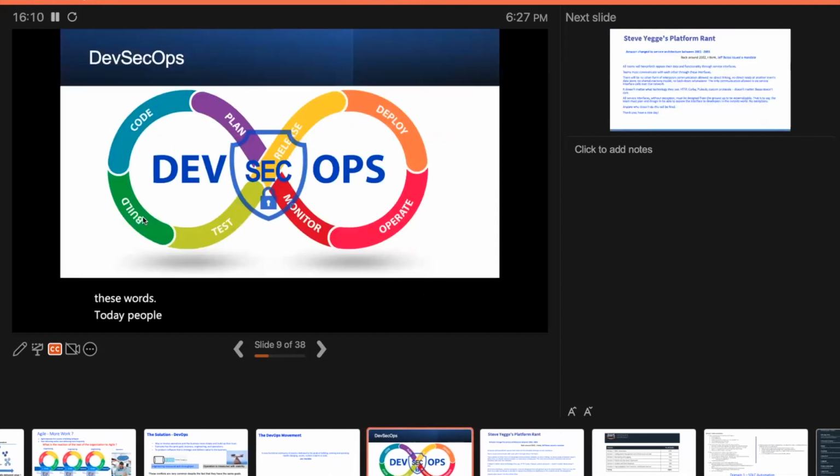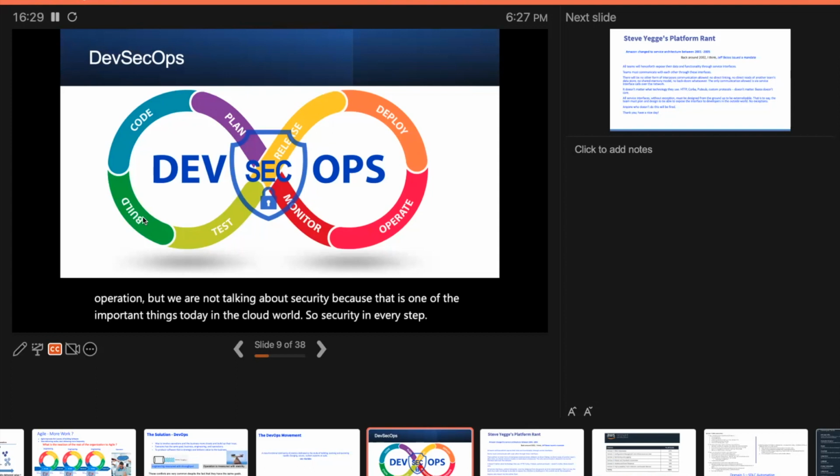Today, people are talking about another thing called DevSecOps. I thought of putting this slide. We were talking about development and operation, but we were not talking about security, which is one of the important things today in the cloud world. So how can security be implemented in every stage of DevOps? When we implement security at all the stages of DevOps, that's what we call DevSecOps. That means during planning, coding, building, testing, release, deploy, operate, and monitor, at every stage, we do that with security in mind.